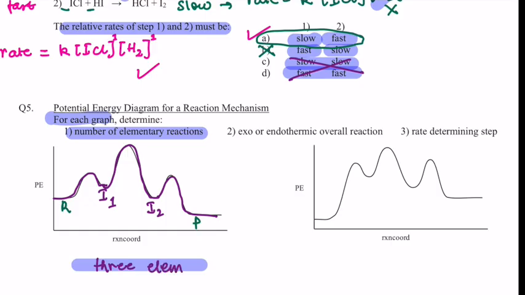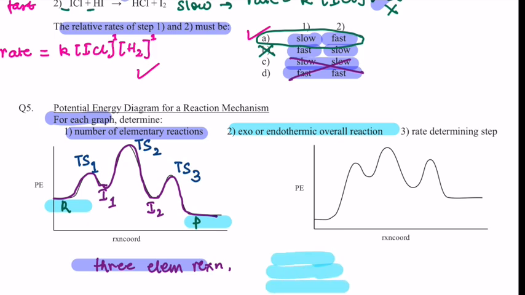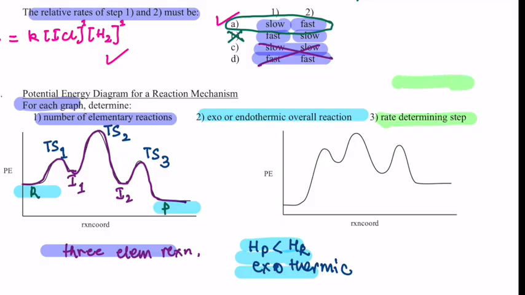Sometimes a question will say mark the intermediate. So now you know that the troughs, the lowest points on these curves, are the intermediates, and the transition states would be here. So you would have transition state 1, transition state 2, transition state 3. Okay, let's go to the next part of the question. It says, is the reaction overall endothermic or exothermic? Remember, because the products have less energy than the reactants, energy has been lost to the environment. So this is an exothermic reaction.